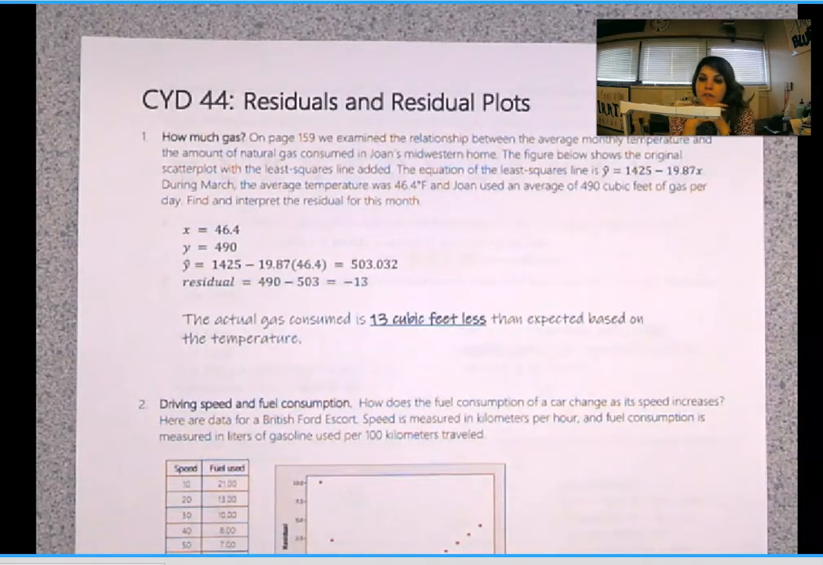Hey everyone, these are our Can You Do solutions for lesson 44. Some of these I don't think you really need an explanation for, so I'm not going to give much of one, but there is one problem that I think you might want a little bit of explanation for.